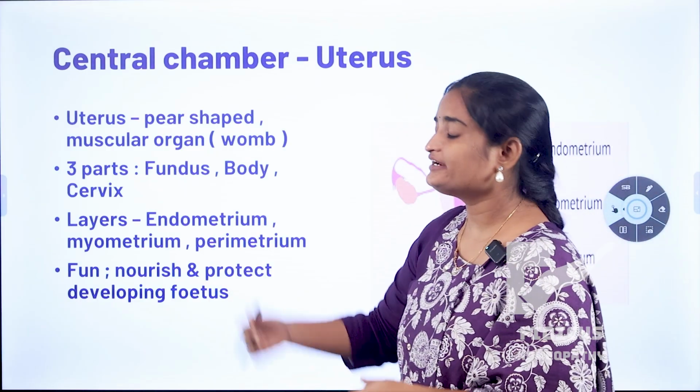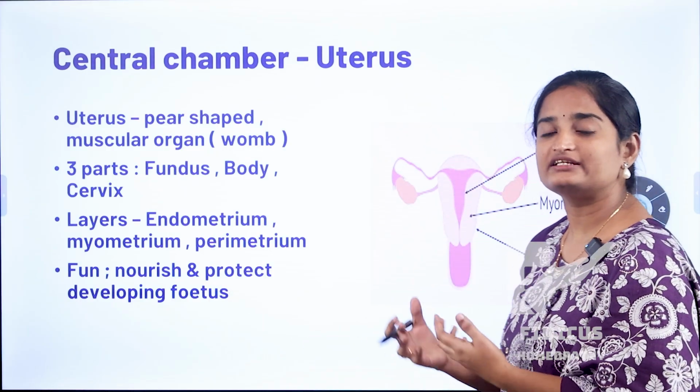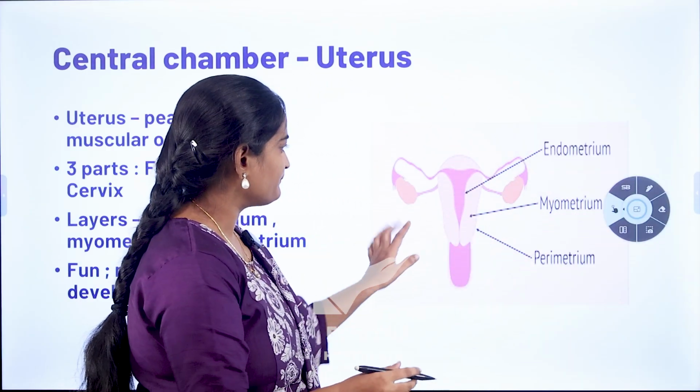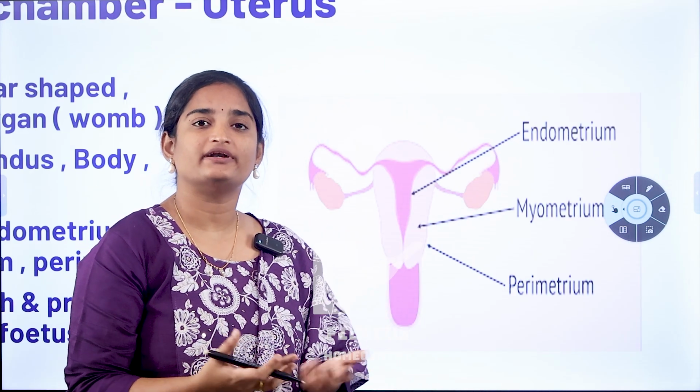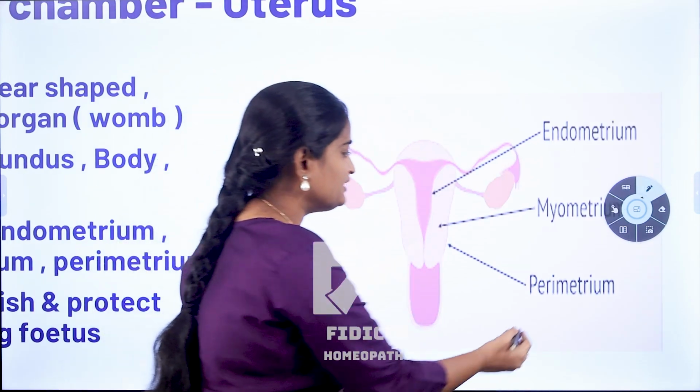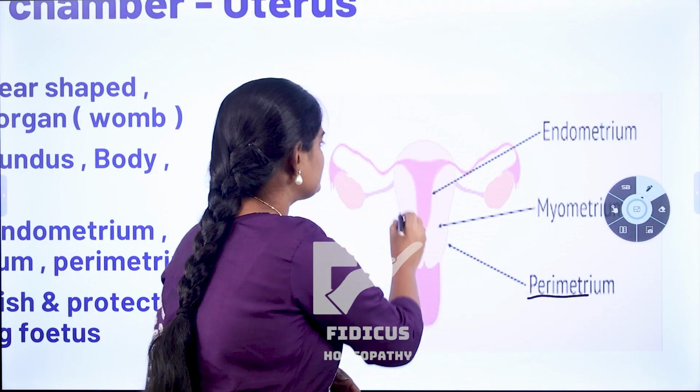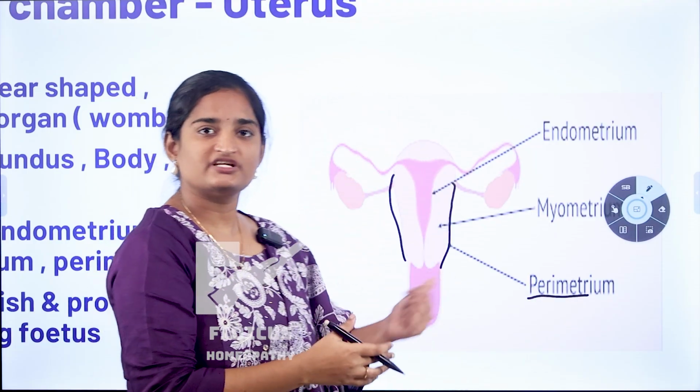Now coming to the layers of the uterus. The uterus has three main layers: the perimetrium, myometrium, and endometrium. The perimetrium is the outer protective layer of the uterus. This is the perimetrium. It helps in the protection of the uterus.